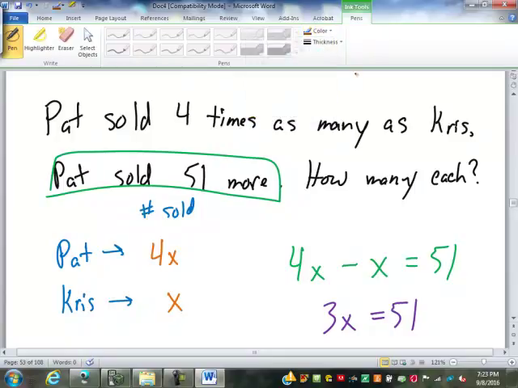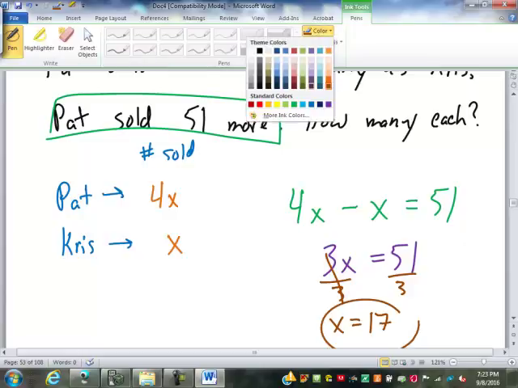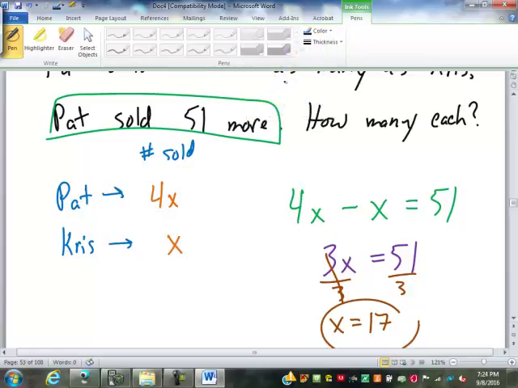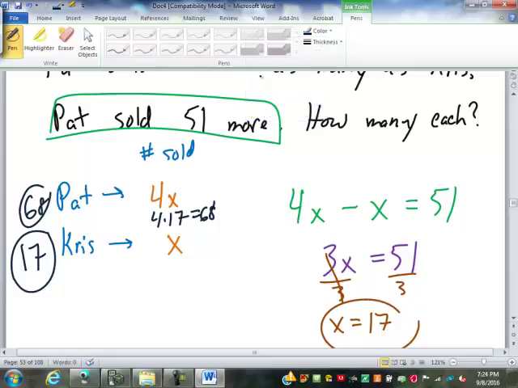And then divide by 3. X equals 17. So now we can go back and answer our question. Chris is X, that's 17 for Chris. Pat is 4X. 4 times 17 is 68. 68 for Pat. 4 times 17, yep. You could just add 51 to 17, that would work too.